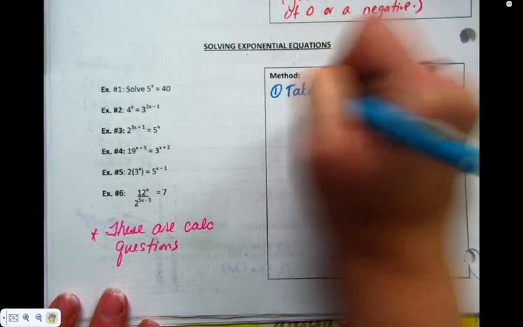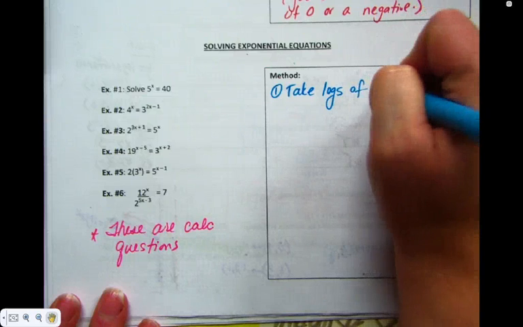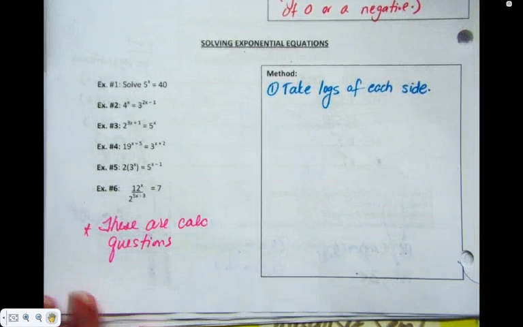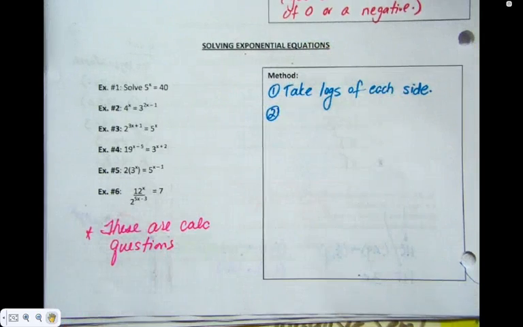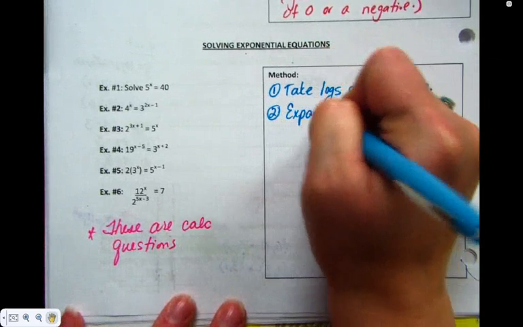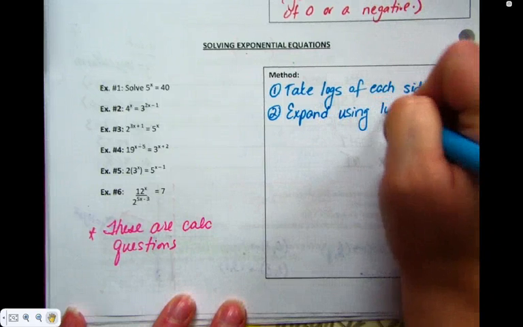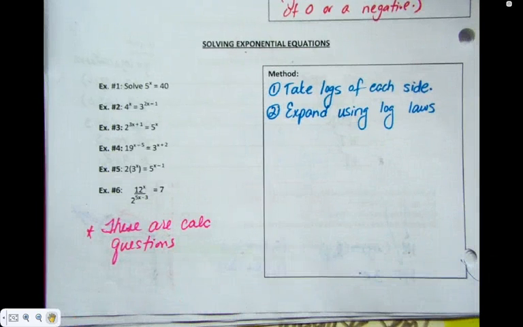Take logs of each side. Just a reminder, that's like saying take a square root of each side. So we put physically a log on each side. Step 2, expand using log laws. Take a peek on step 2, what we did yesterday with log equations. Now we're expanding. So this is where your head's going to start to be like, what's going on? So just a really, really quick review of expanding.